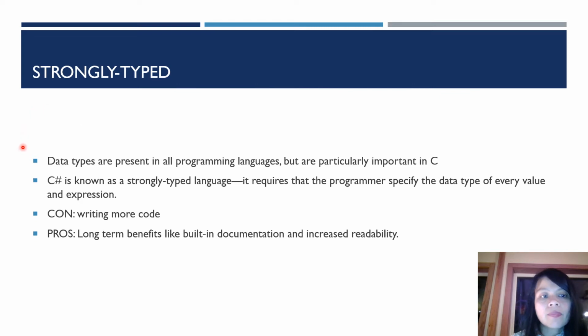Data types are present in all programming languages, but are particularly important here. C# is known as a strongly typed language. It requires that the programmer specify the data type of every value and expression. So the downside is that you have to write more code. That's a con. But the advantage is that there are long-term benefits like built-in documentation and increased readability.